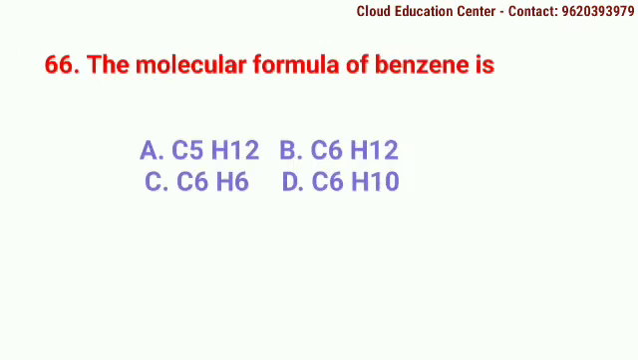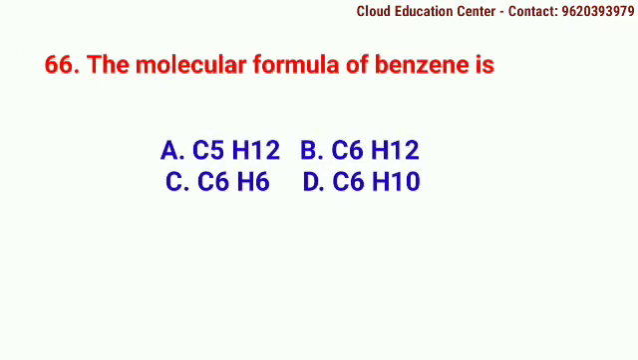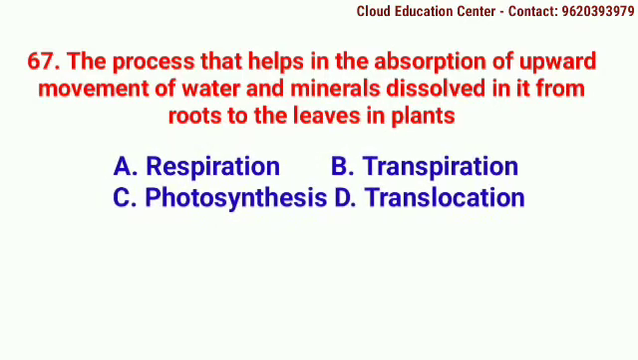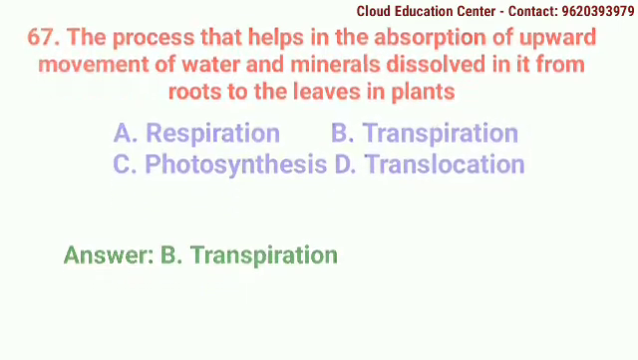The next question is, the molecular formula of benzene is. There are four options. In that, option C C6H6 is the correct one. The next question is, the process that helps in the absorption of upward movement of water and minerals dissolved in it from roots to the leaves in plants. The correct answer is B transpiration.